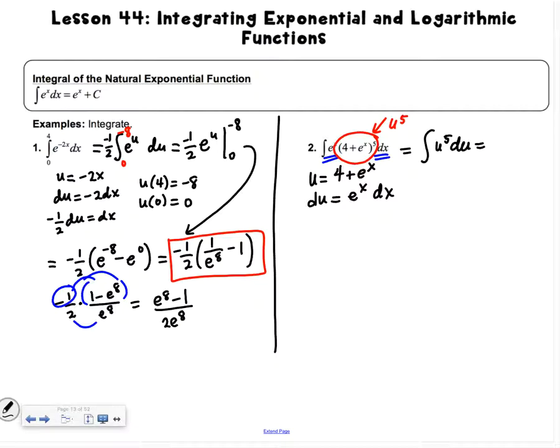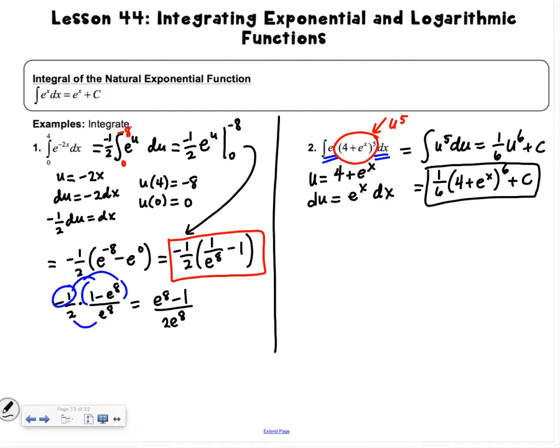So if I integrate that, I know how to do that. Antiderivative is 1/6 u to the 6th plus c. So your final answer is 1/6 times (4 plus e to the x) raised to the 6th plus c. That's it. And you can check: if you take the derivative, the 1/6 and 6 cancel. You have (4 plus e to the x) to the 5th times the chain, e to the x plus 0, right? That's what we had in the integral. Does that make sense?